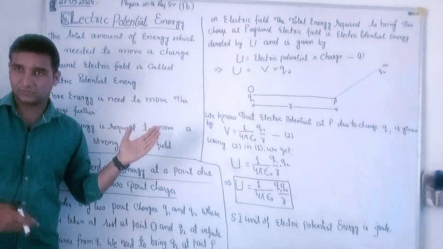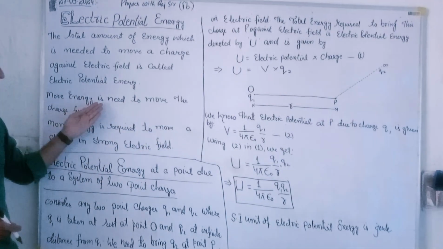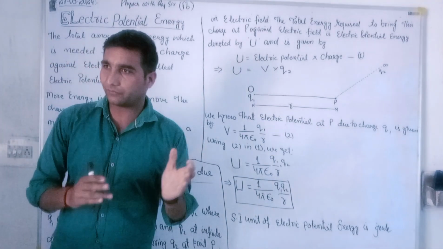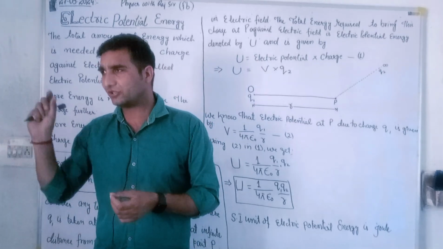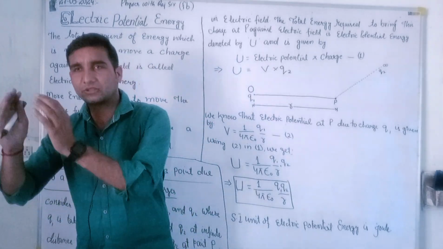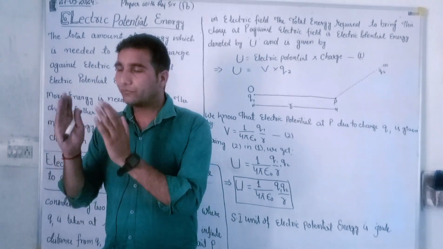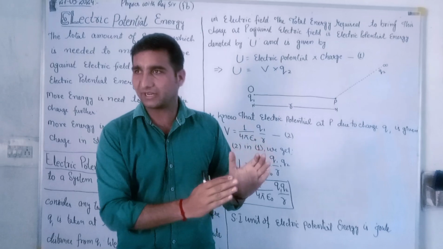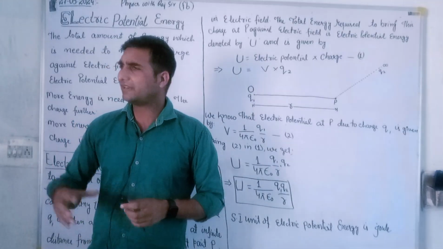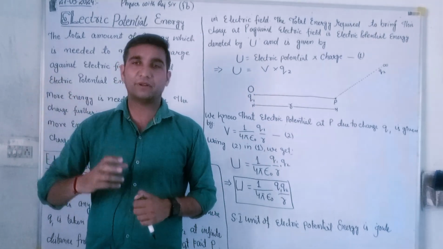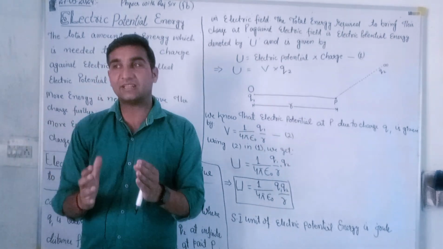Now there are two points to keep in mind. We have moved the charge, and the energy required for moving that charge was the electric potential energy. If we want to move the charge further, then a greater amount of energy is required. If we move the charge further in the same direction against the electric field, then more energy will be used, so extra electric potential energy will be used.